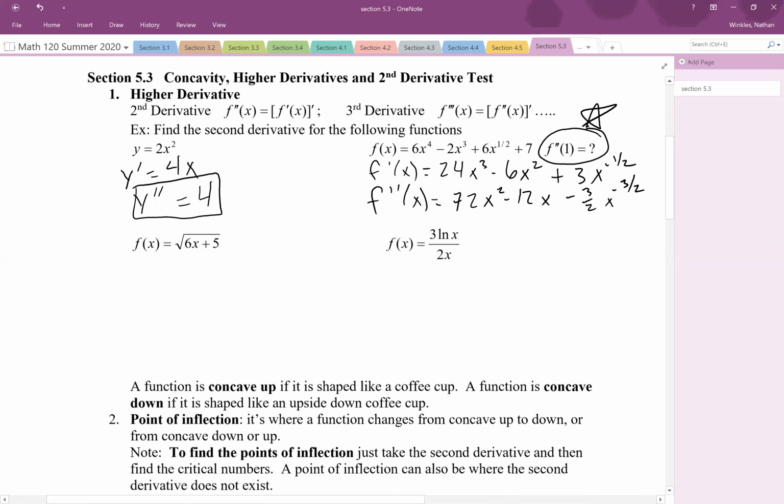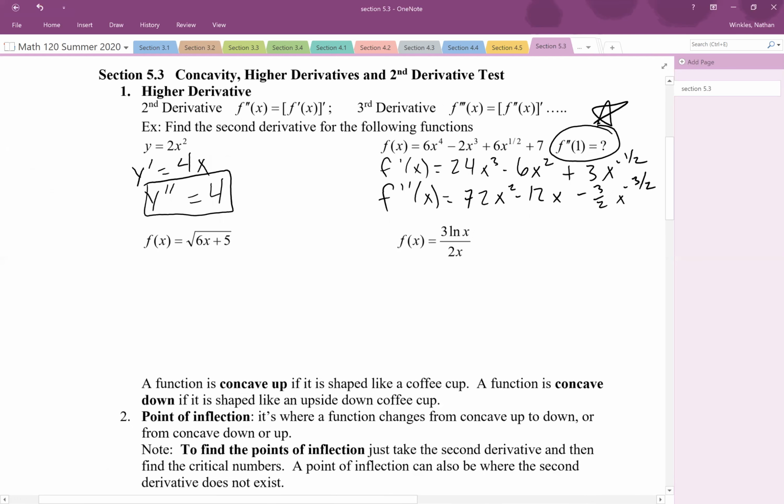So we can do the same types of things depending on what we're given. Anytime you're given a square root and you know you're going to have to make higher derivatives, go ahead and write it raised to the 1/2. So f prime of x is 1/2 times 6x plus 5 to the negative 1/2 times 6. Like I told y'all before, simplify as we go. So 3 times 6x plus 5 to the negative 1/2.